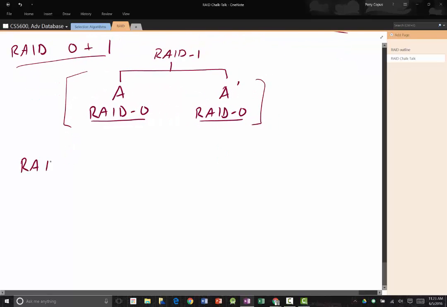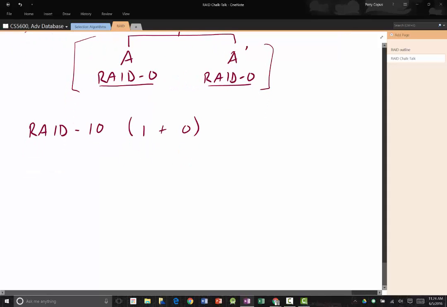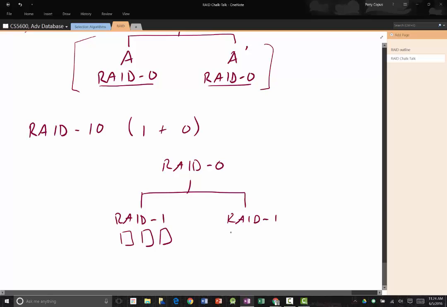That's not the only way you can do it. You could do it the other way. This is called RAID 10, also known as RAID 1 plus 0. What do you think is going to happen here? You guessed it. RAID 1 array here, RAID 1 array here. They are combined as a RAID 0 array. So what do we get? We've got multiple disks here that are mirrors of each other. These are mirrors, and they are striped as a RAID 0 array for performance purposes.